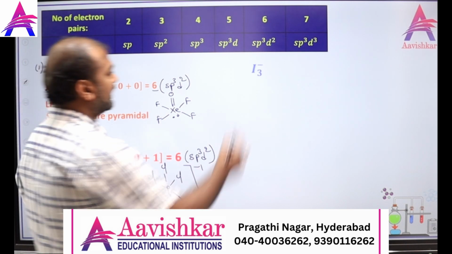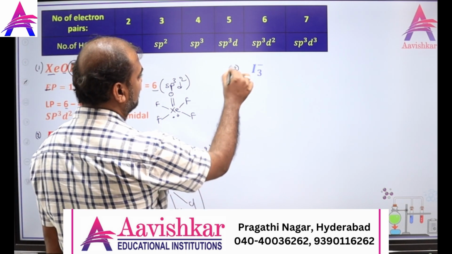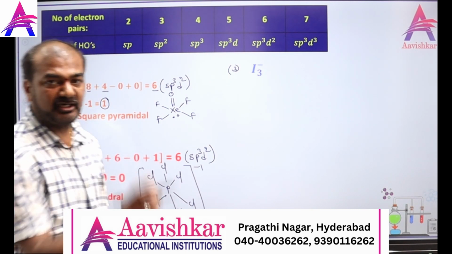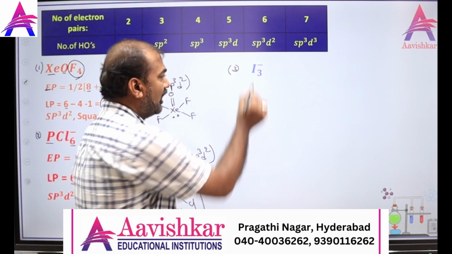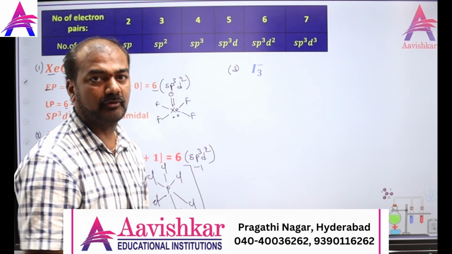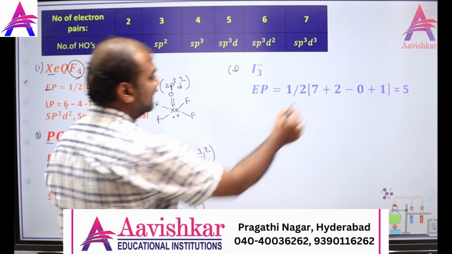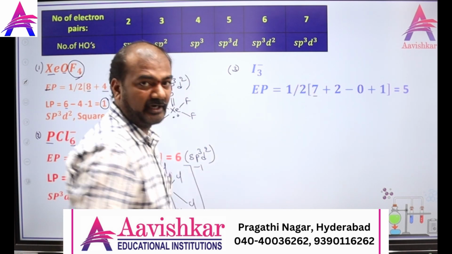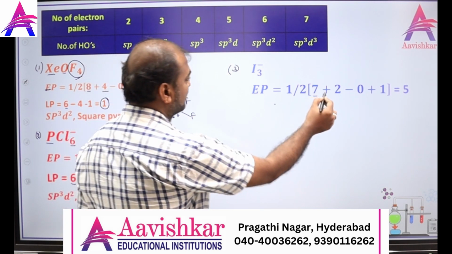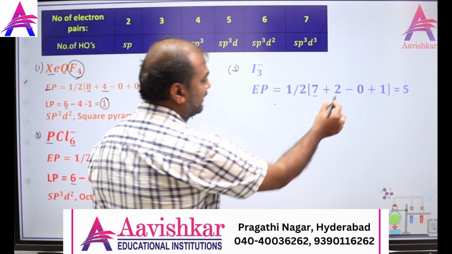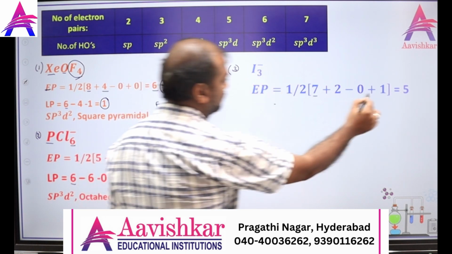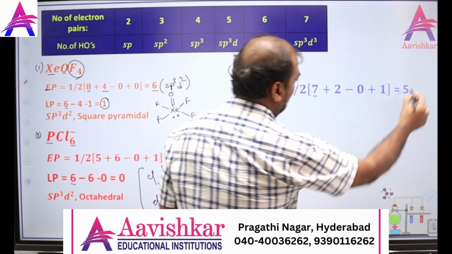Now if you go to the third example, the I3 minus ion, which is a molecular ion. In this I3 minus ion, one must remember that out of 3 iodines, 1 will become the central atom and the remaining 2 will be bonded atoms. Iodine belongs to which group of the periodic table? The 17th group, so the valence will be 7. Then the other 2 iodines bind to the central atom, so 2 are monovalent. Because of the negative charge, we take plus 1. Then the value will be 5.